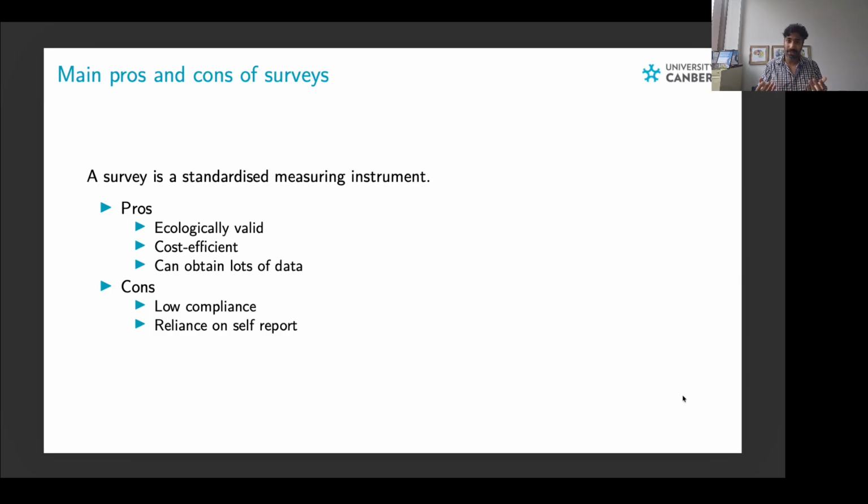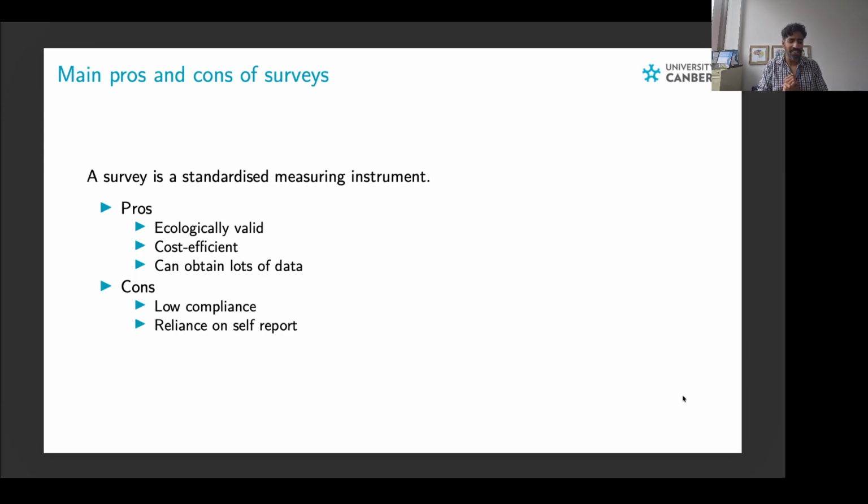Really cost efficient, particularly with computers. You can create a survey on a platform for free and send it out, and everyone can have access to it and do it. So it's really, really cost efficient, and you can obtain lots and lots of data, which can have a lot of utility, and we'll talk about that much later in this semester when we're talking about power and effect sizes. What are the cons of surveys?